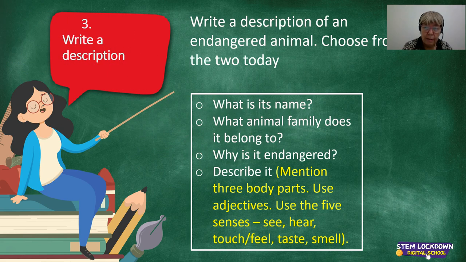Then describe it. Mention at least 3 body parts. Also use adjectives to make it come alive. And use as many of the 5 senses as you can. Okay, you got that? Okay, get on with that.